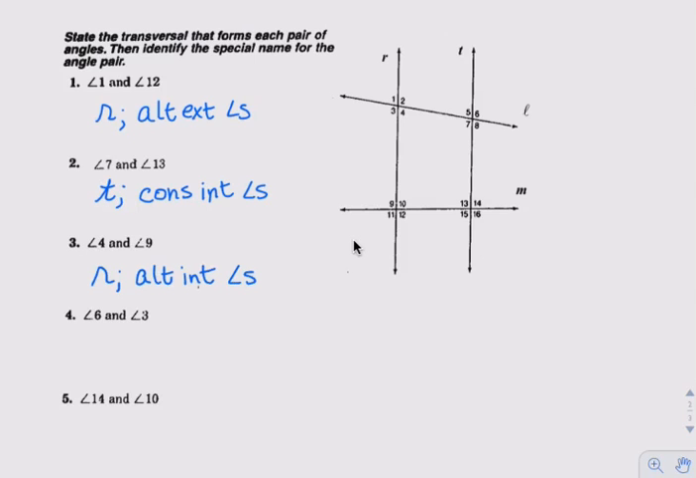And then 6 and 3. So 6 and 3 both use that line. And then 6 requires this line and 3 requires that line. So your transversal would be which one? Well, it's the common one, so it would be L. And 6 and 3 are alternate exterior angles again.